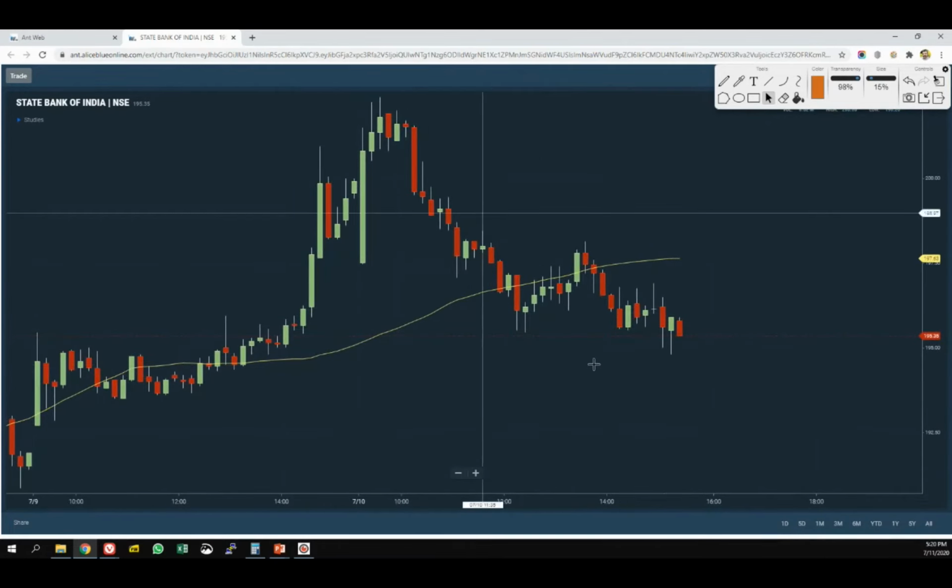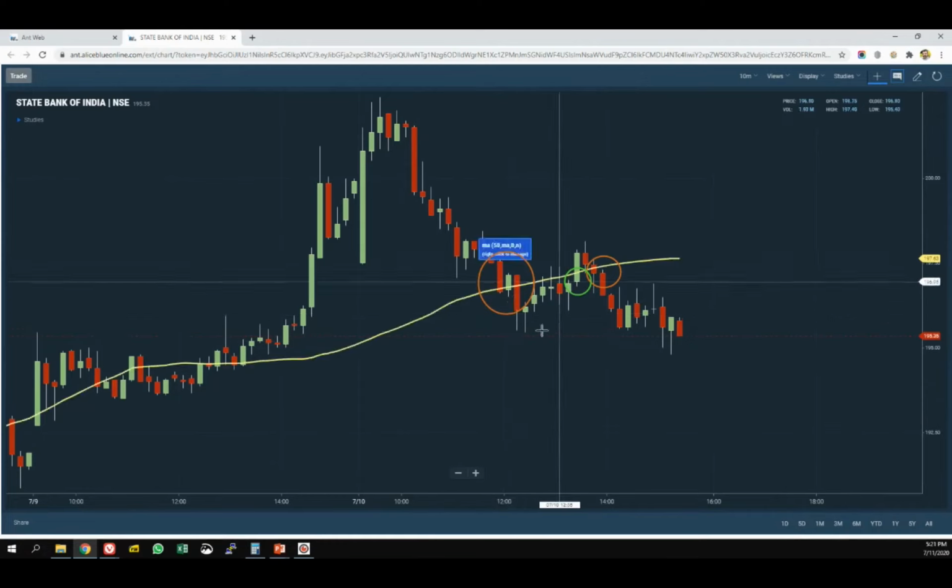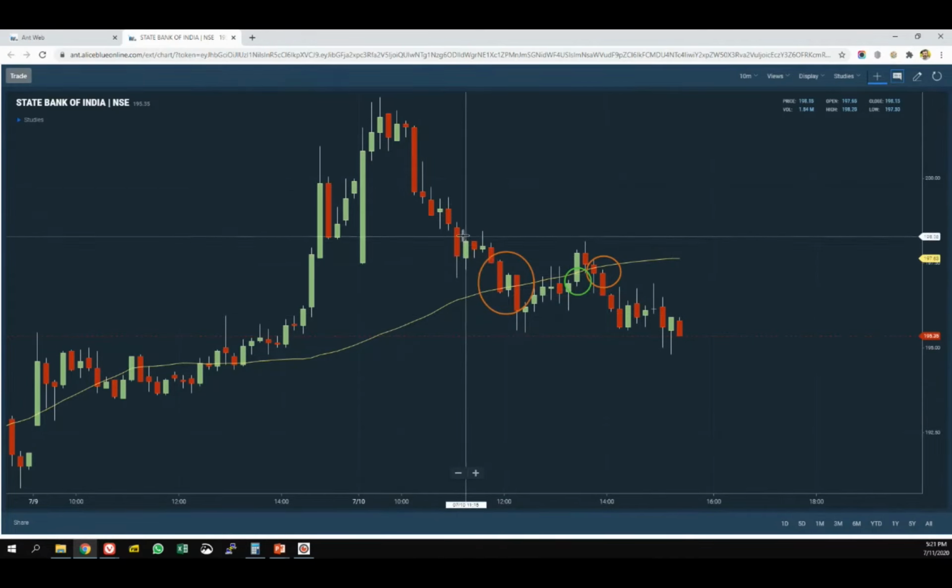Now here, this is on Friday. There is one signal for sell here. The price crosses the moving average 50. So here we'll get a sell signal. Here we get another sell signal. And here we get one buy signal. When the price crosses from up to down, we get a sell signal.